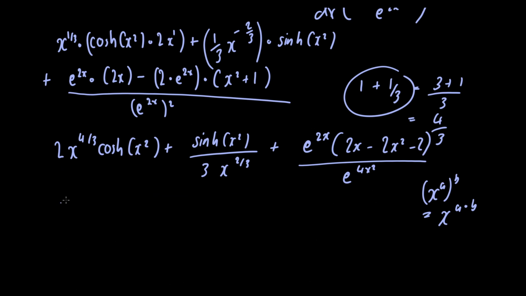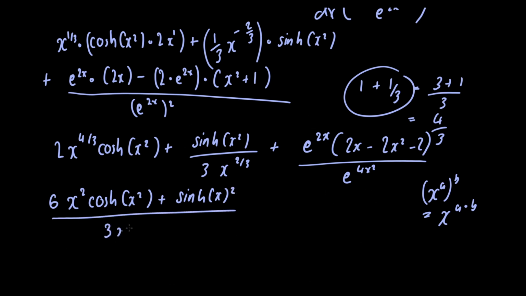So we're going to have 2 times 3, which is 6. Now x raised to 4 over 3 multiplied by x raised to 2 over 3 is just x. Now we have a common denominator, 3. 4 plus 2, this is equal to 6 over 3, which is just 2. So we just have x squared times hyperbolic cosine of x squared plus hyperbolic sine of x squared all over 3 multiplied by x raised to 2 over 3.